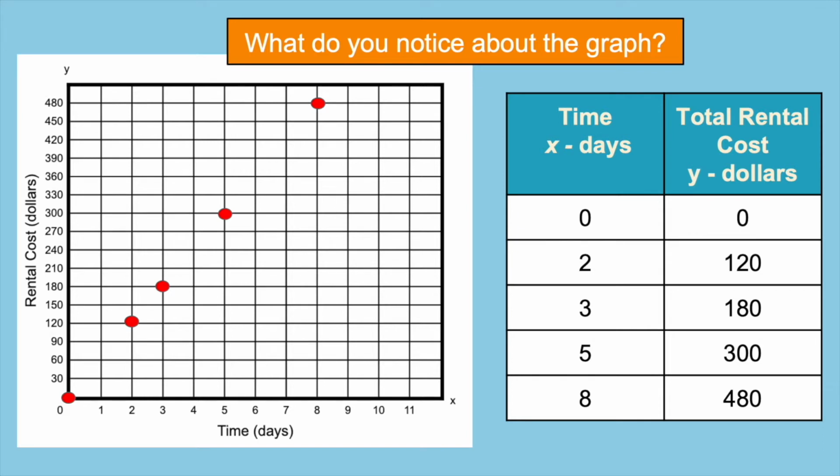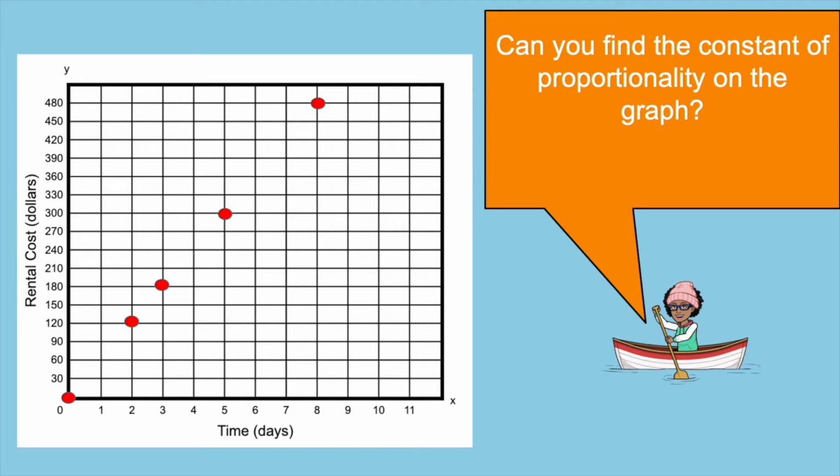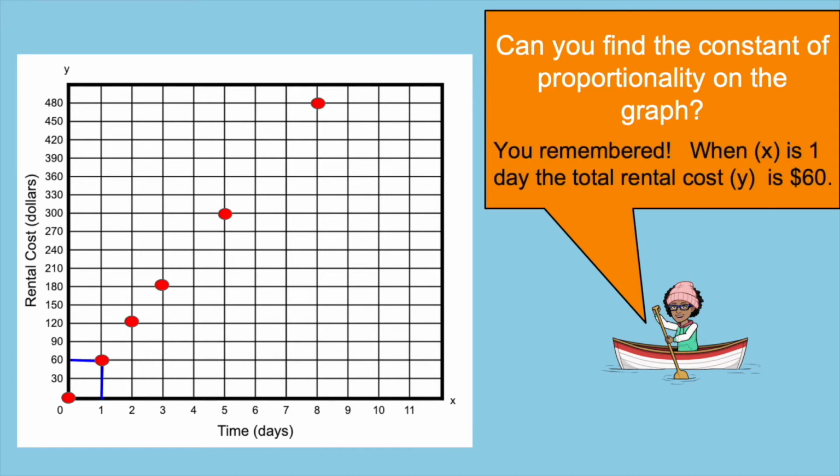What do you notice about the graph? You are so right. The graph is a straight line through the origin, and the relation between time and rental costs is proportional. So the graph is proportional. Can you find the constant of proportionality on the graph? You remembered. When X is 1 day, the total rental cost Y is $60.